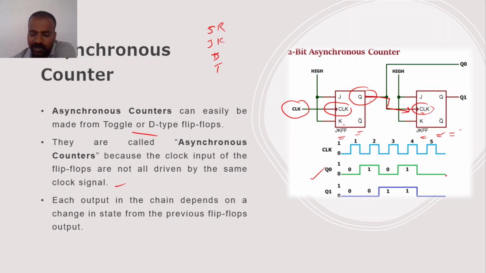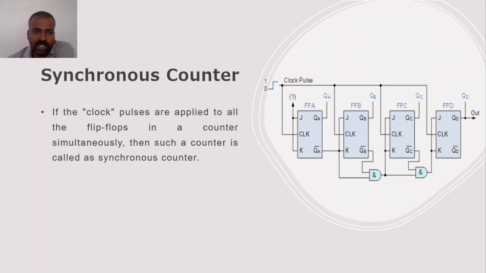Now the synchronous counter. If the clock pulses are applied to all flip-flops in a counter simultaneously, then such a counter is called a synchronous counter. Have a look at this. This is the clock pulse, applied simultaneously to all the flip-flops. Here the flip-flops need not wait for the previous flip-flop's output, because individually we are applying clock pulses to all the flip-flops. This is the definition of the synchronous counter.